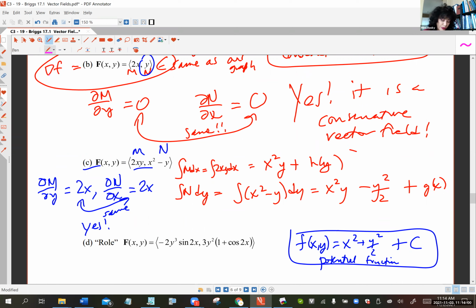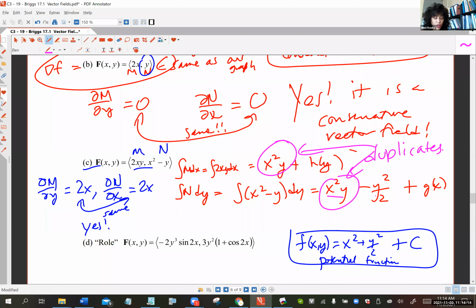Do you see that we have duplicates? I want you to look here, duplicates. Oh yes, I see. We do have duplicates. We got an x squared y in that integration result, and we have an x squared y in the other integration result. Should we add them together? No. Do not add them together. You take one instance of them only. So your mama function, f of x y, will have one of the x squared y terms. Don't add them together.